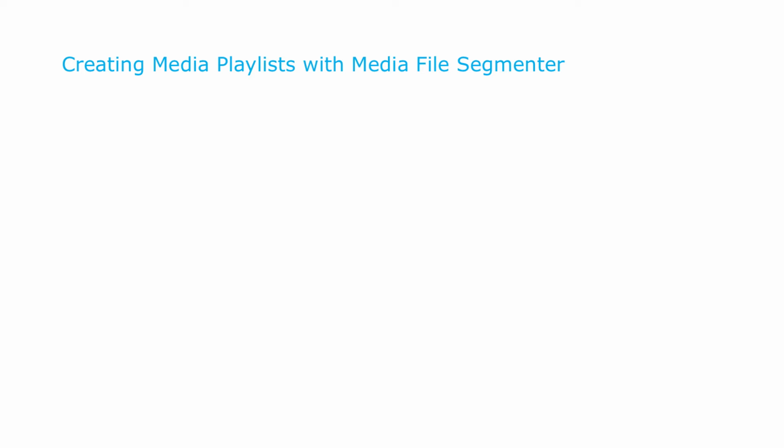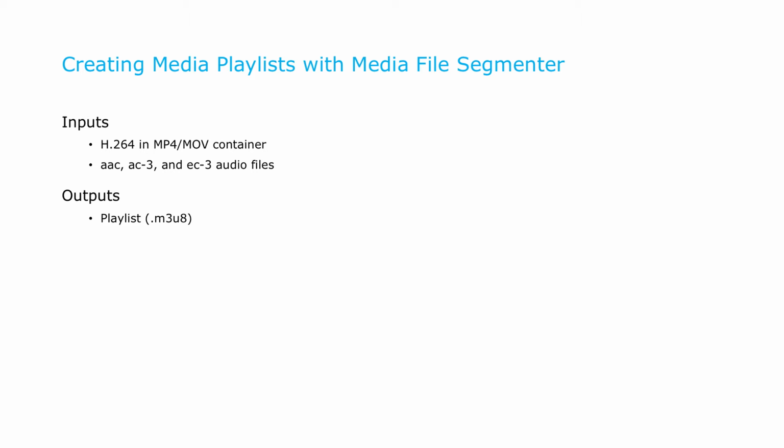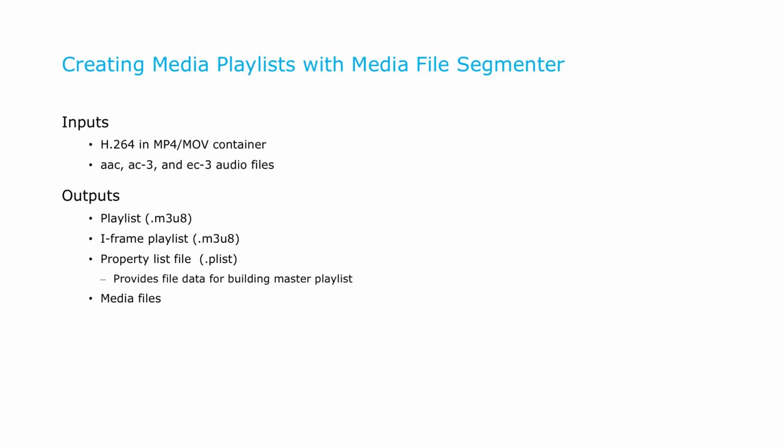Here's how you create a media playlist with Apple's tool, Media File Segmenter. This tool inputs H.264 encoded video in MP4 or MOV containers, and audio in AAC, AC3, and EC3 formats. Media File Segmenter outputs the media playlist, which has an M3U8 extension, an iframe playlist to use for trick play playback, which also has an M3U8 extension, a plist file, which provides file data for building the master playlist, and the media files, either segmented or single file if using byte range requests.